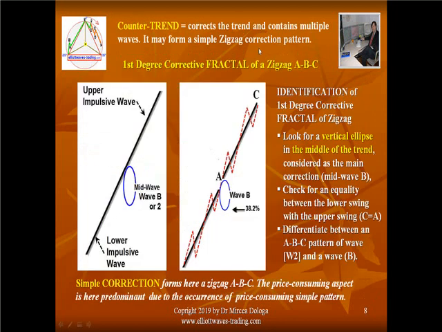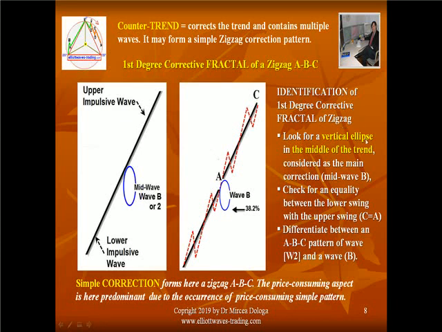Counter trend corrects the trend and contains multiple waves. It may form a simple zigzag correction pattern. The first degree correction fractal of a zigzag ABC. Identification of first degree corrective fractals of zigzag has several steps.